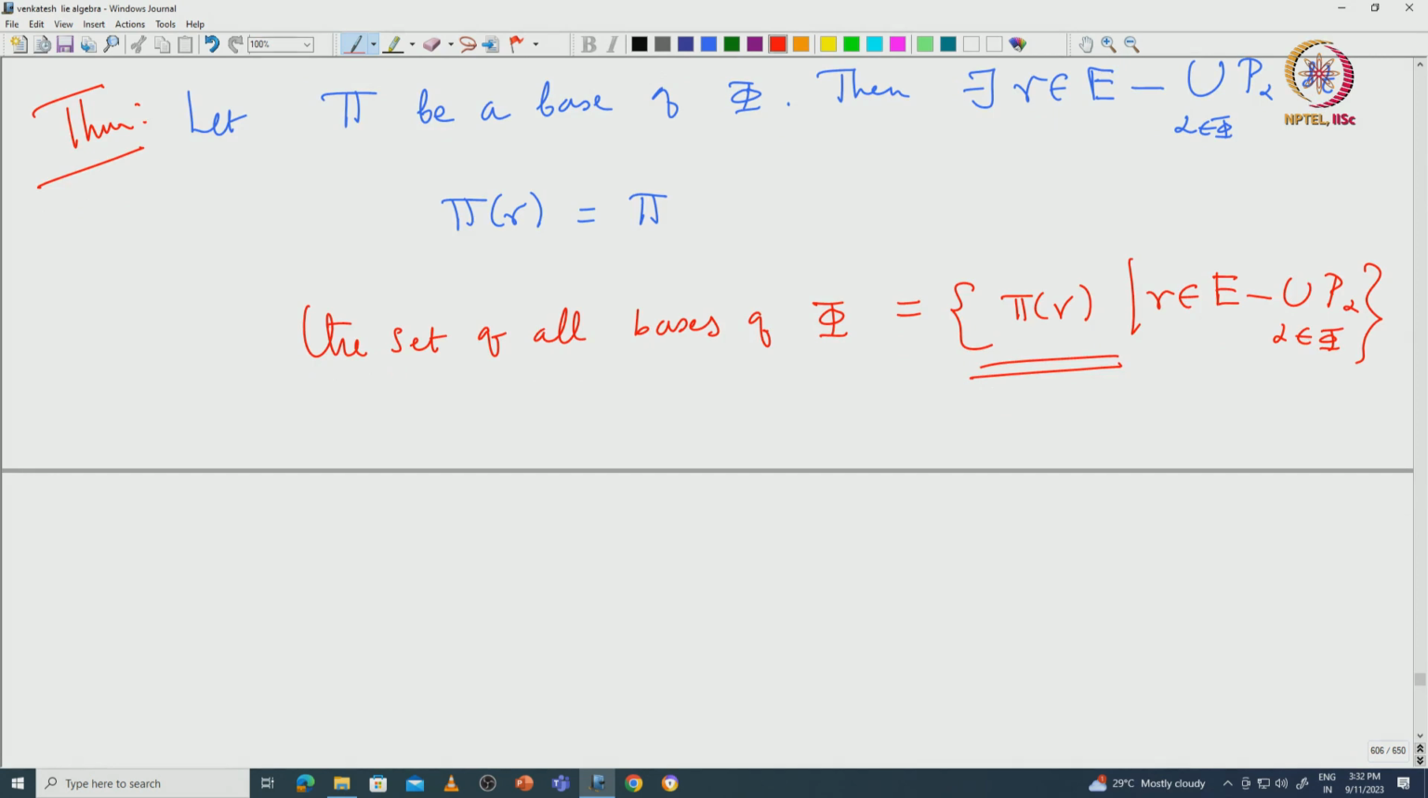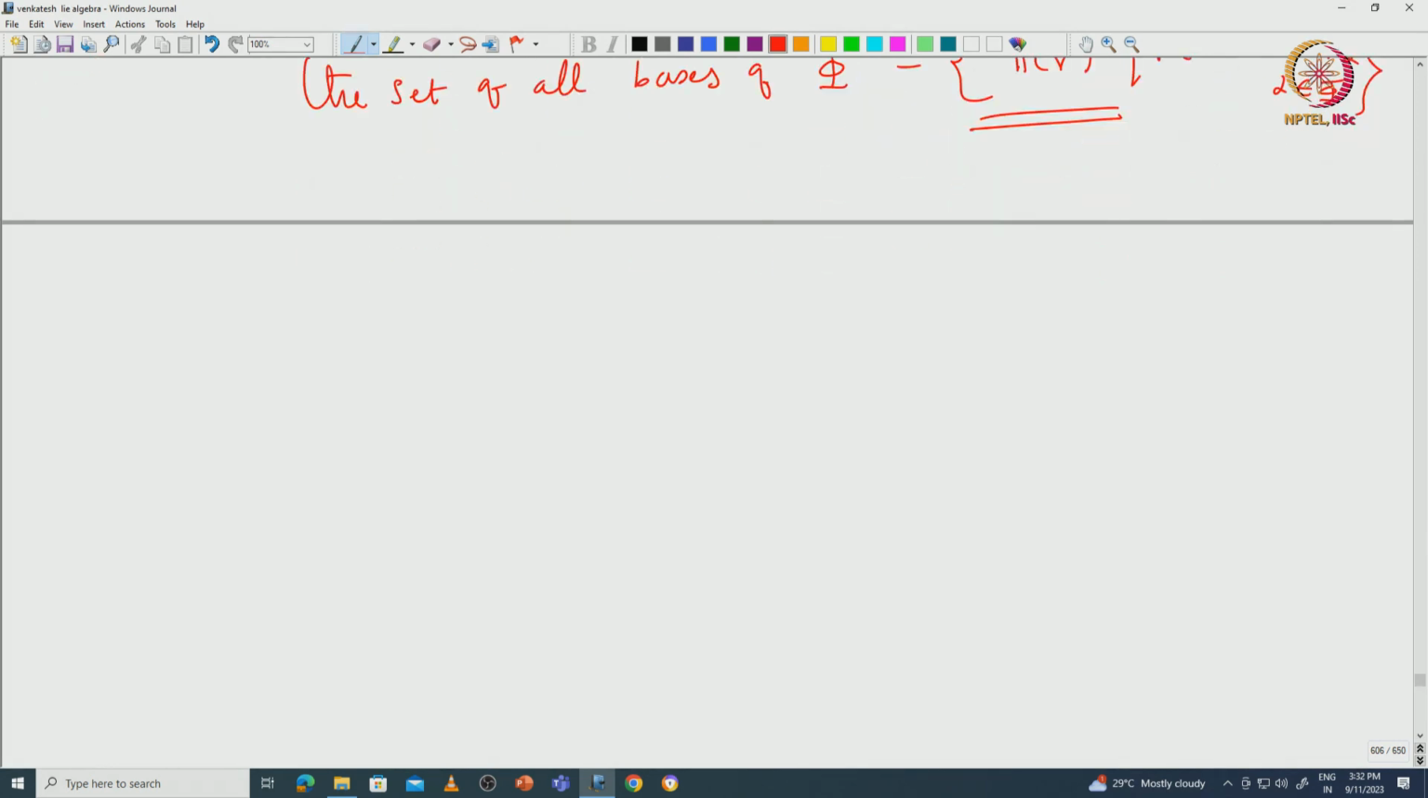So let's look at these elements of pi. Let's label them. Okay. So let's say you have pi, which you label as alpha 1 etcetera alpha L, where L is the rank of phi, which is the dimension of E.